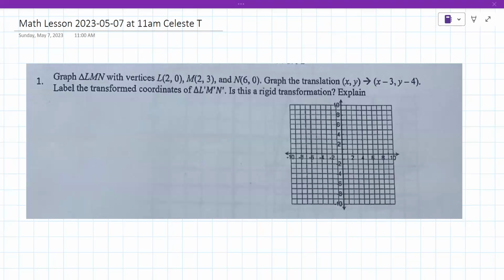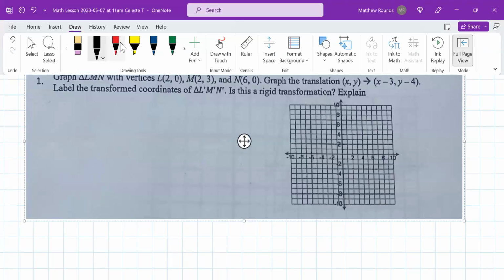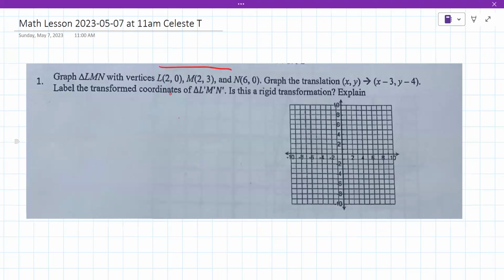All right, so it says graph triangle LMN with vertices 2, 0, 2, 3, and 6, 0. So I'm going to do that in red here. 2, 0, 2, 3, and 6, 0. You can see it's a triangle. It's good to label it L, M, and N. That's always a good thing.